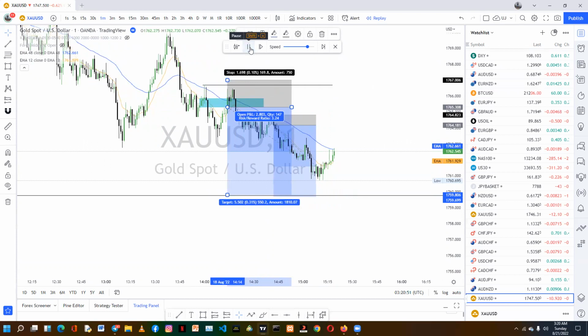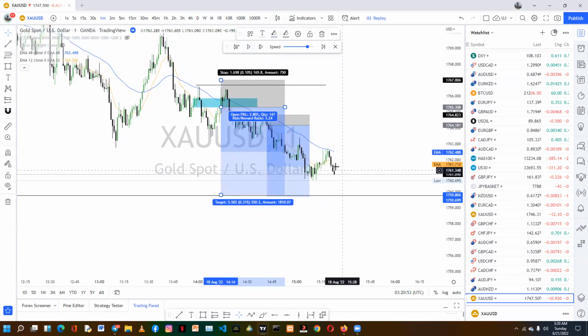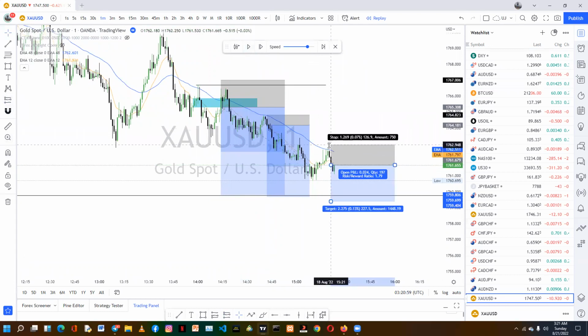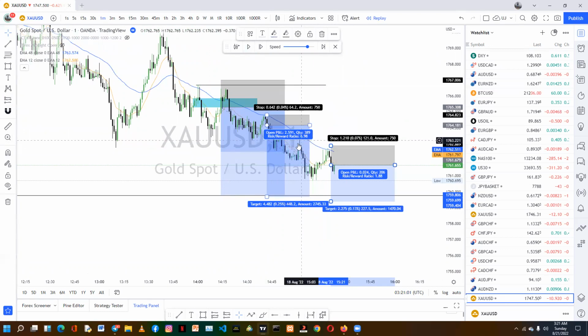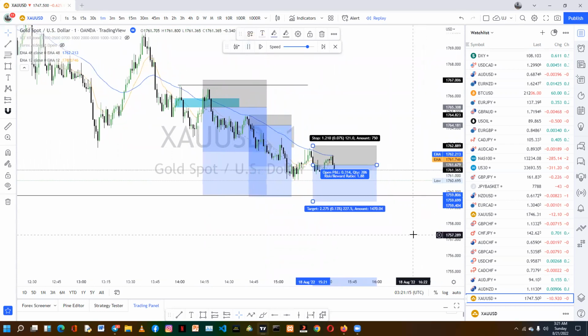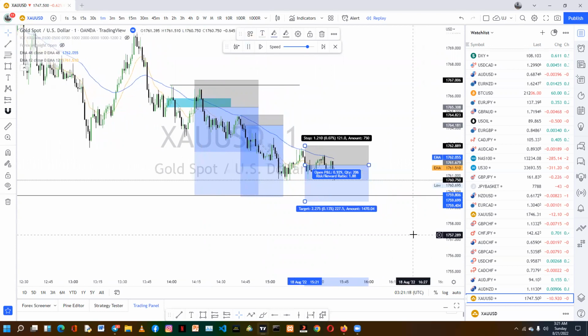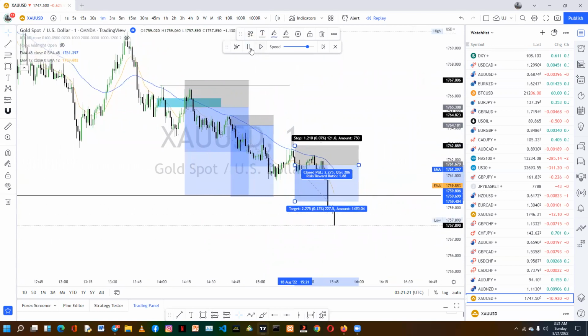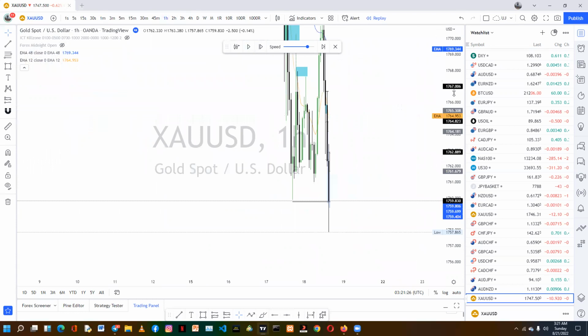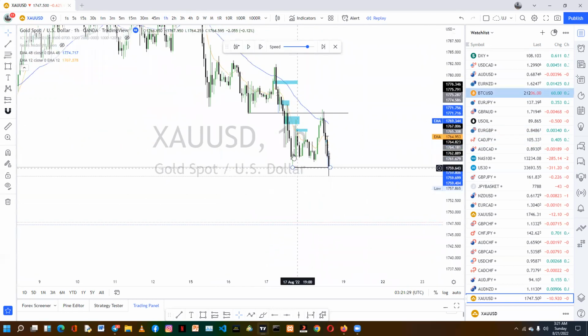So you have a touch of the 48 moving average. You have a close, so you have another trade. See that here, price came close to the 48 moving average, and this one was never able to take this one out. Target hit. So where is price? Price has broken the previous low.